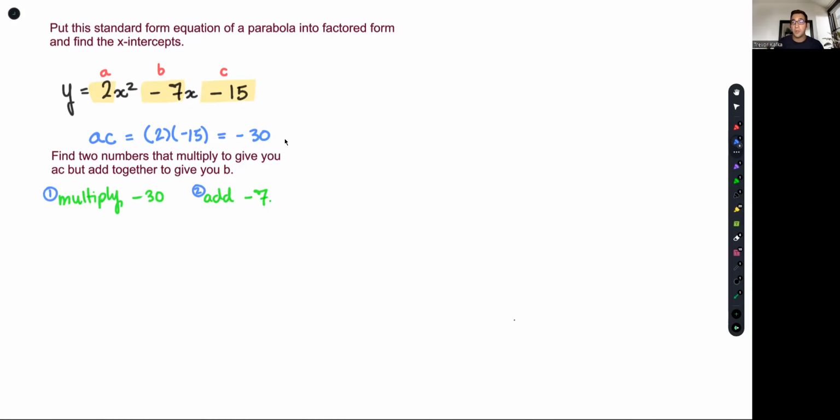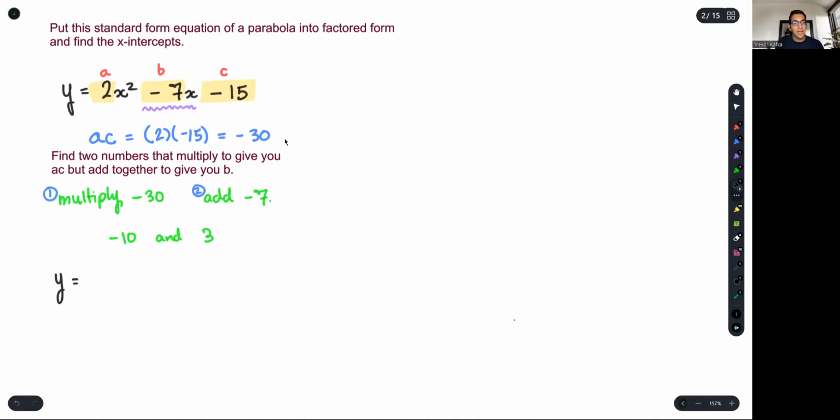The two numbers that are going to work in this case, that are going to multiply to negative 30 and add to negative 7, are negative 10 and 3. Negative 10 times 3, that's negative 30. Negative 10 plus 3, that's negative 7. So what we're going to do with those two numbers now is take the portion of the equation that had the b in it, the bx part, and split that bx into two pieces.